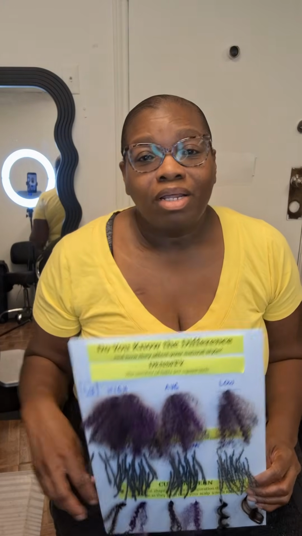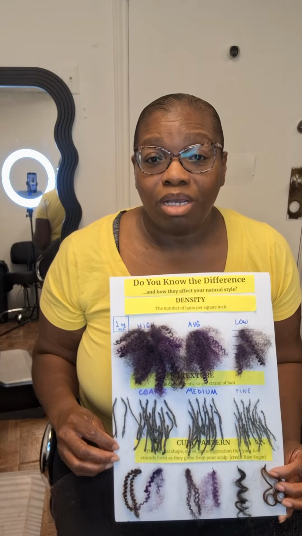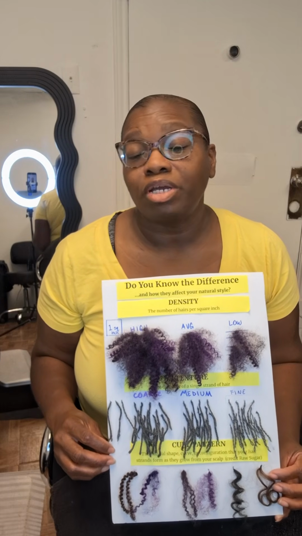So while I know what curl pattern is, it was hard for me to put it in definition, so I'm going to use the definition I found in my research from Raw Sugar. Curl pattern is the natural shape, curve, or configuration that your hairs transform when they grow from your scalp.